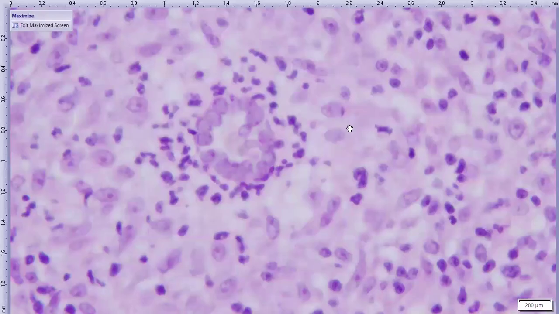This coccidioidomycosis case in this cat is most likely an ocular manifestation of systemic disease.